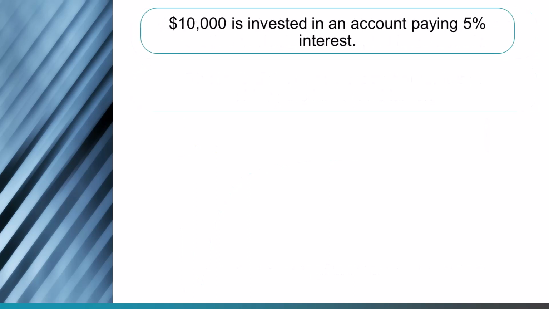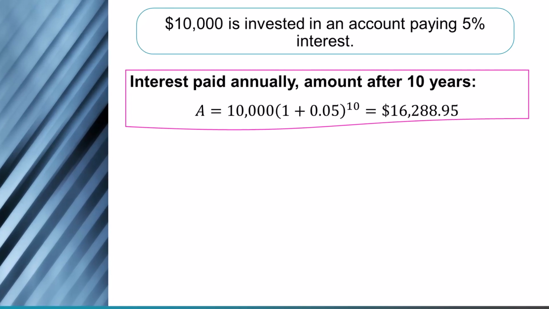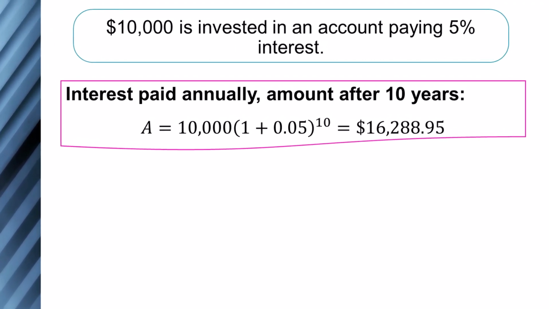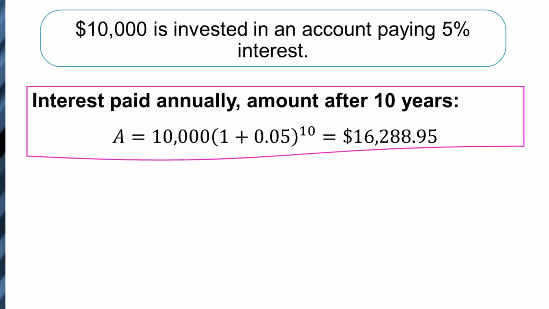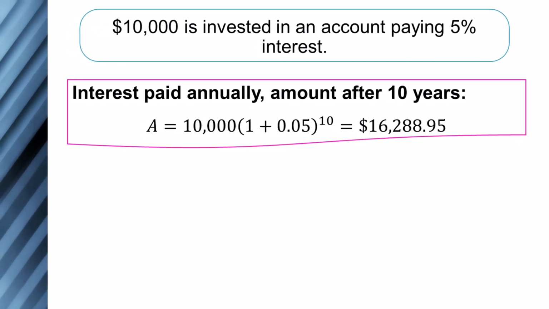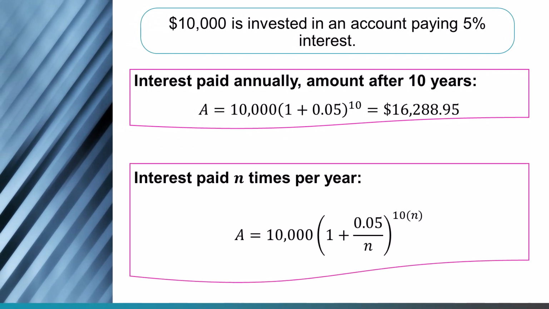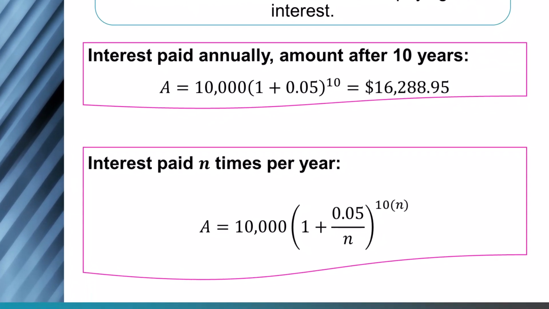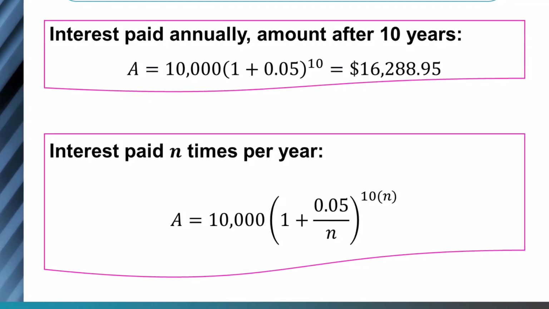Suppose that $10,000 is invested in an account that pays 5% interest. If the interest is paid annually, the amount in the account after 10 years is A equals 10,000 times 1 plus 0.05 raised to the 10th, which is $16,288.95. Now, if the interest is paid more than once per year, then the investment would be more. Let's say that the interest is paid n times per year. Then the amount in the account after 10 years would be A equals 10,000 times 1 plus 0.05 over n, all of this raised to the 10 times n.